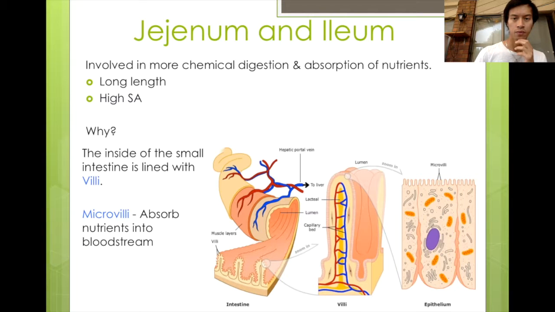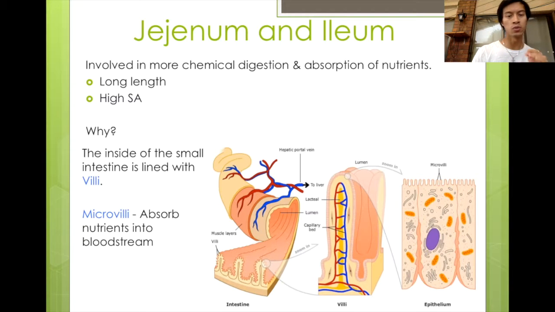Okay, and then from there, once it moves into the jejunum and the ileum, you get a little bit more chemical digestion, but you now begin to see the absorption of nutrients. The jejunum and the ileum have a really long length. In fact, it's the majority of the small intestine, and it has a really high surface area. So right now, you're getting to the place where it wants to absorb as much of the goodness that you're getting from your food as possible.